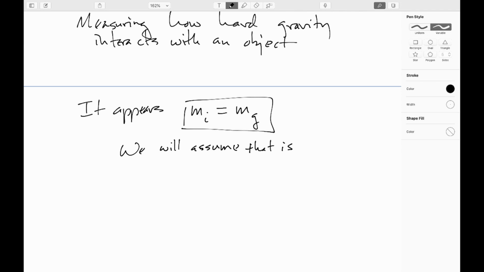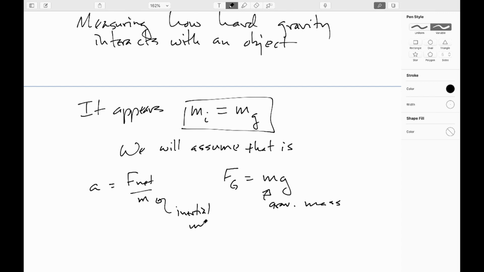So when you see an m in an equation for gravitational force, in the not too distant future, we'll be writing things like F sub g equals mg. This is the gravitational mass. On the other hand, when we write things like a equals F net over m, that's the inertial mass. We assume that the two are equal, and so if we substitute one into the other, we will just go ahead and cancel the m's on the assumption that they are.